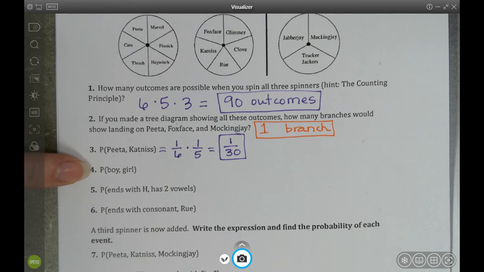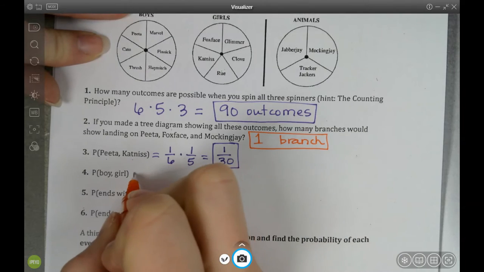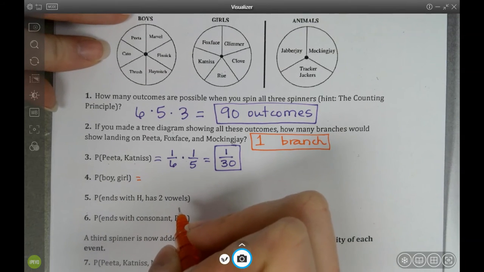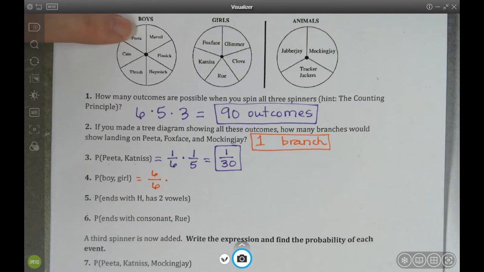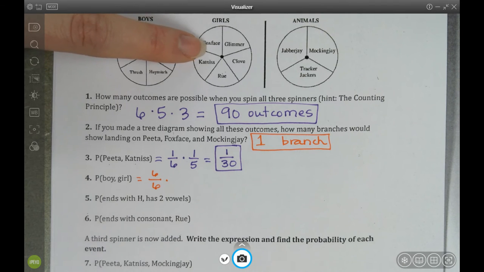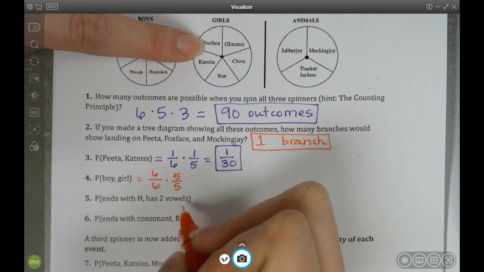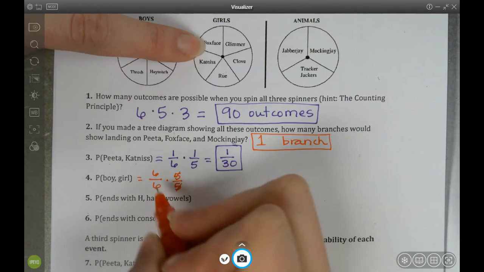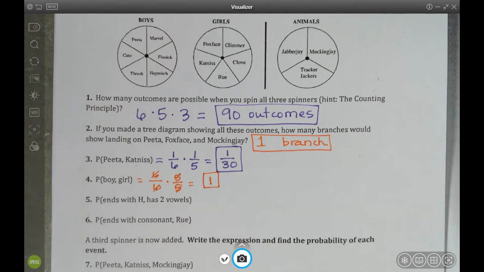What's the probability of a boy being chosen on this spinner? 1 out of 6? I'm going to go with 6 out of 6, because all 6 people on this spinner are boys. What's the probability that a girl is chosen? 5 out of 5. Well, you have a 5 on top and a 5 on bottom, a 6 on top and a 6 on bottom, so that is just 30 out of 30, or 1. So there's definitely going to be a boy. There's definitely going to be a girl.